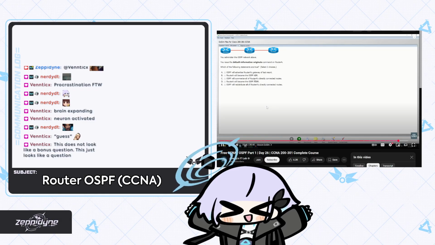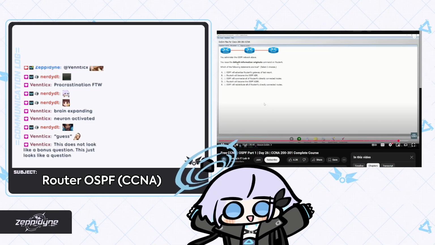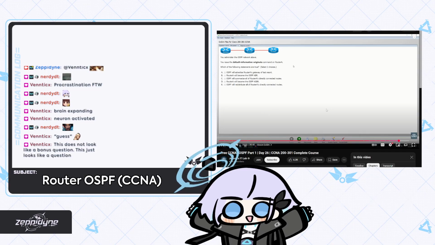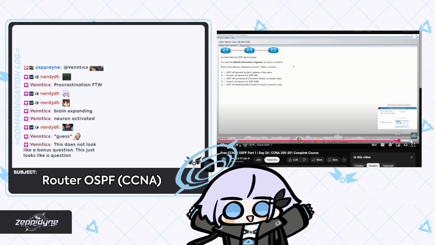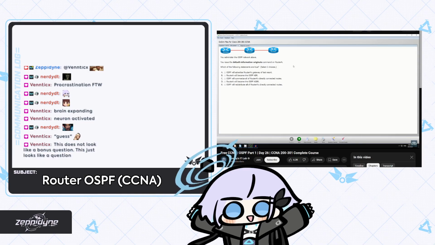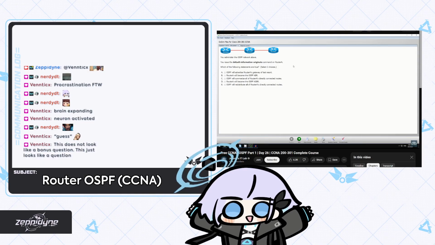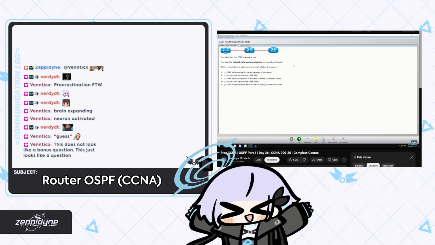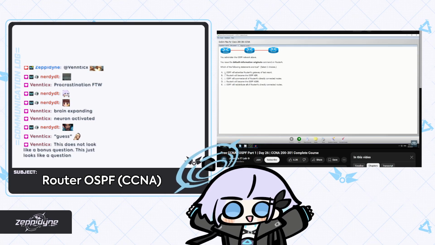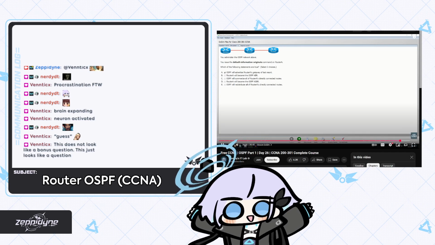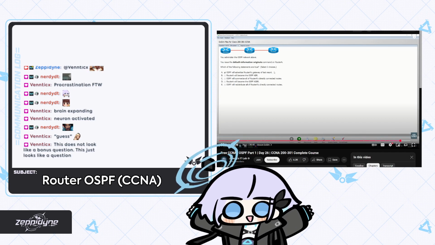There are two choices. We use the default-information originate command, which we just covered in this video, as well as the previous video on RIP and EIGRP. What this command does is it advertises the router's default route into that routing protocol, OSPF in this case. So that means A is one of the correct options. OSPF will advertise router A's gateway of last resort. That is the default route.